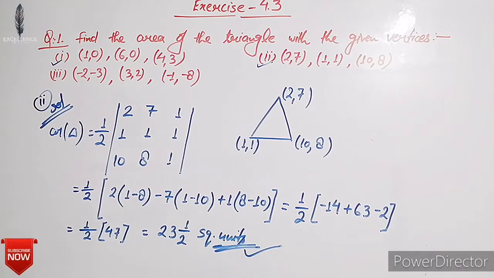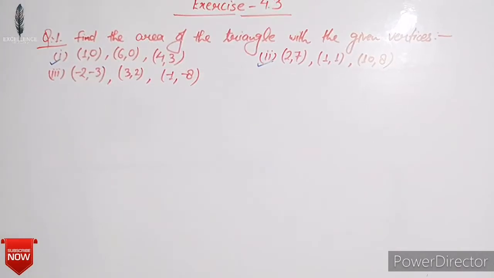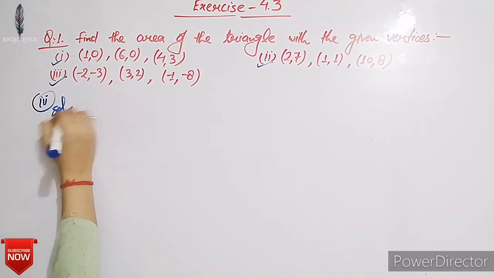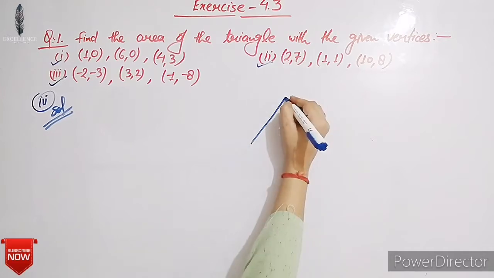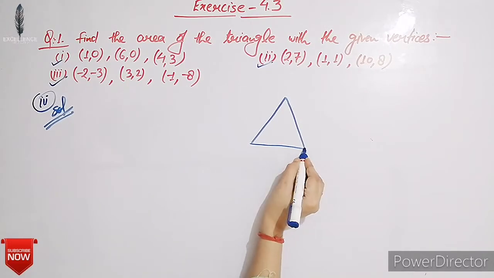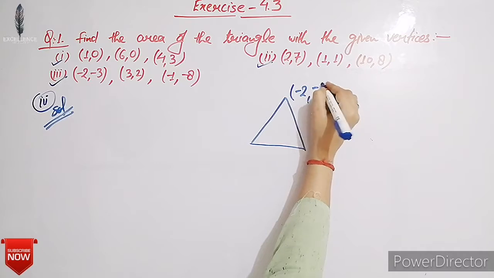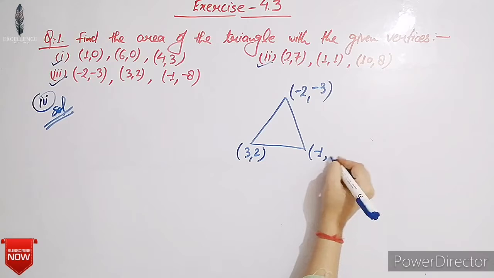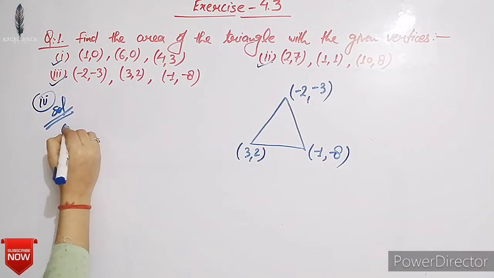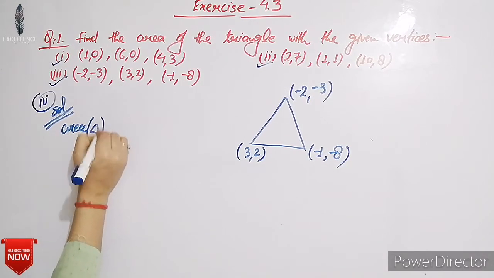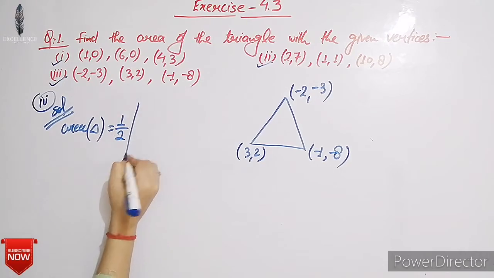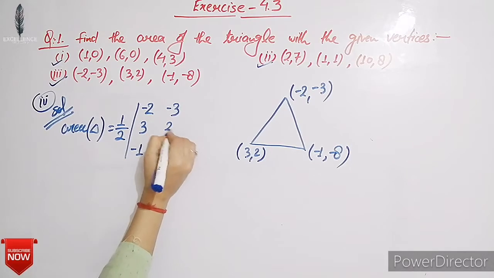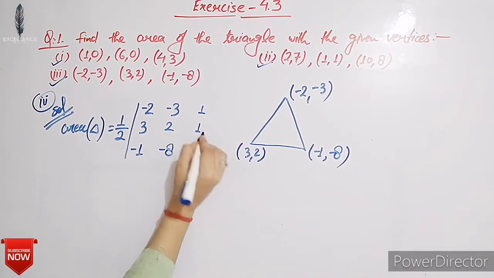Okay. Let's see the next third part. Same here. In third part, we have a triangle with the vertices (minus 2, minus 3), (3, 2) and (minus 1, minus 8). So area of the triangle is equals to 1 by 2, here minus 2, 3, minus 1, here minus 3, 2, minus 8 and here 1, 1, 1.